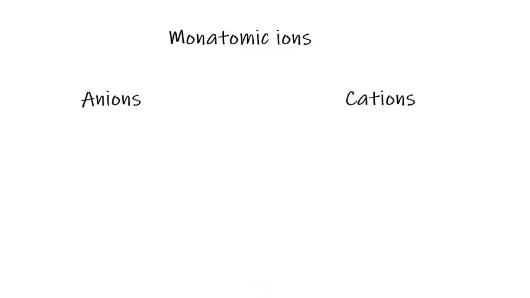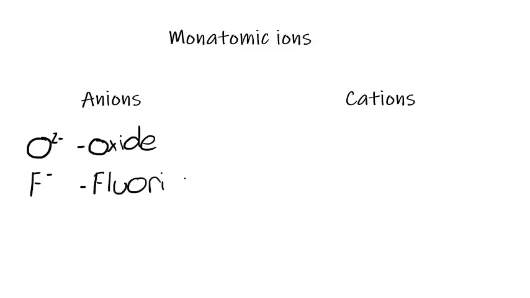So to name negative ions, we'll take O2- for example. This would be the oxygen atom before it's gained those extra electrons. When we call them an anion, we add "ide" to the end of the name. So instead of oxygen, this is going to be called oxide. And then if we had F-, for example, this would be called fluoride. And then S2- would be called sulfide.